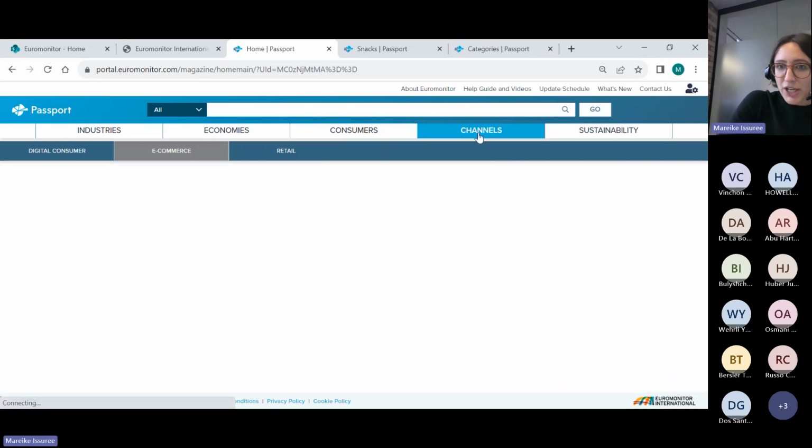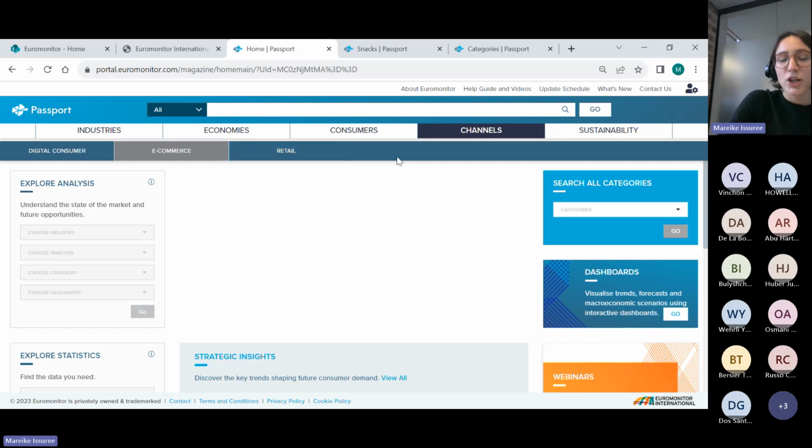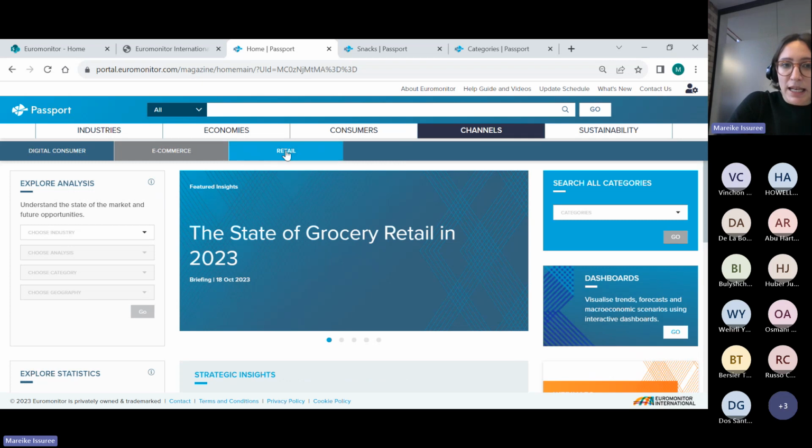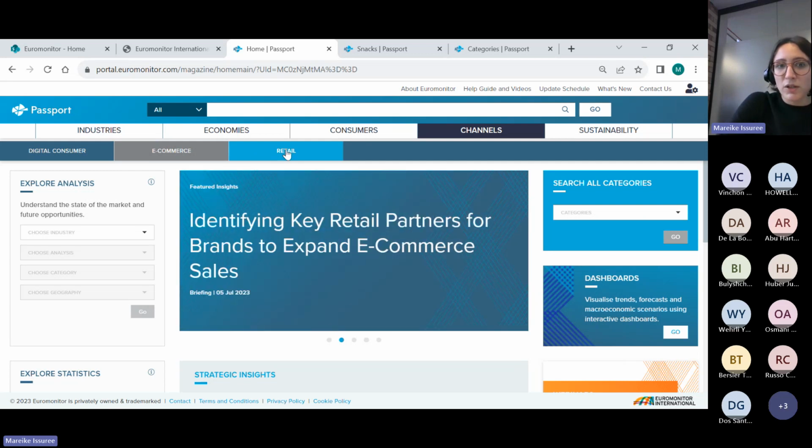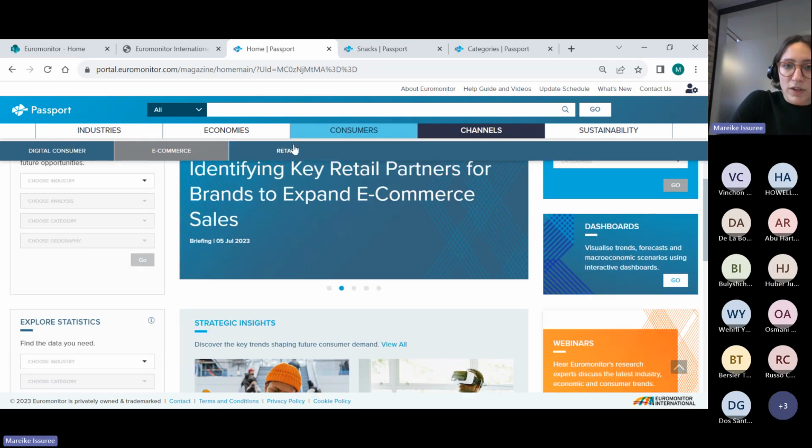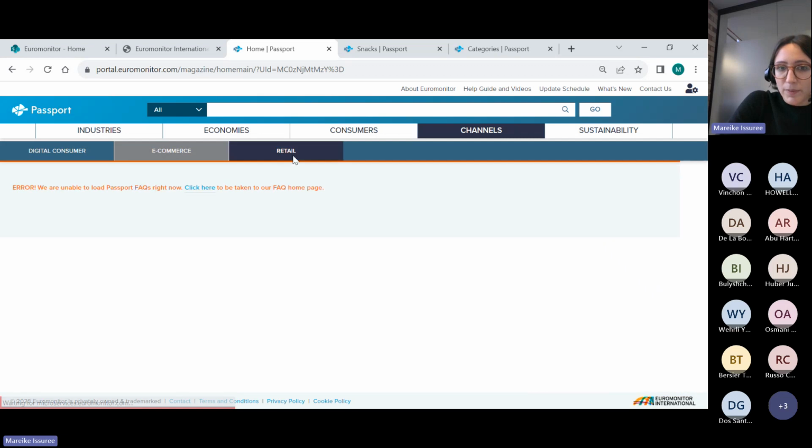A fourth pillar is channels. So in channels, we do cover everything around retail, looking at offline retailing as well as online retailing, e-commerce. So you can assess the retail e-commerce landscape in Switzerland and compare with another country. And again, you get the major players, the competitors within retailing, as well as the market sizes and brand shares. So a lot to discover within the channel section as well.